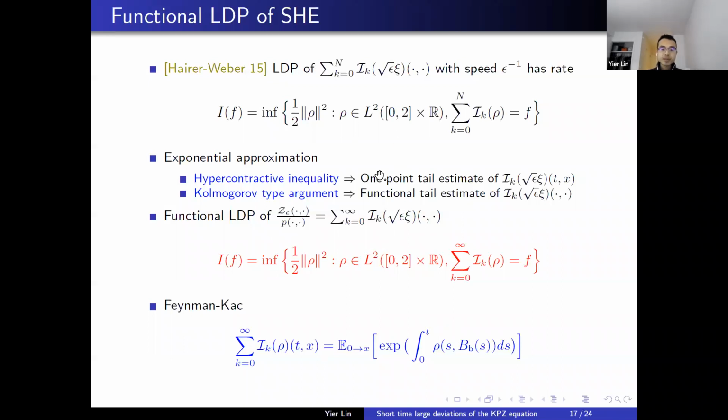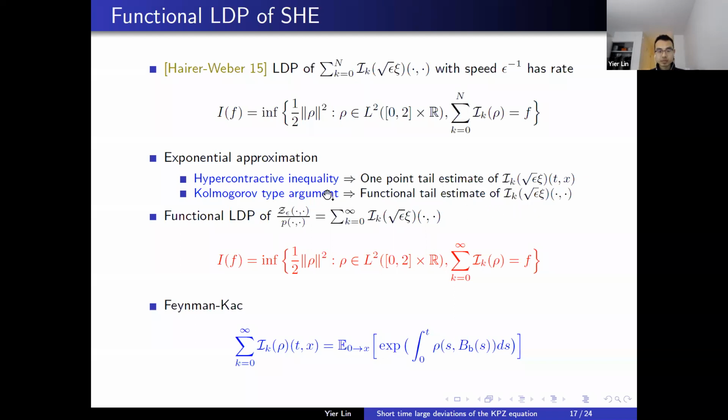And there are a lot of details I just omit, but one important input is you need to understand certain tail estimates for these multiple stochastic integrals, not just at the one-point level, but at the functional level. What I mean at the functional level is you really consider this as some space-time function, and you take the norm, you look at the tail behavior. Okay. Now, how to derive the functional tail estimate?